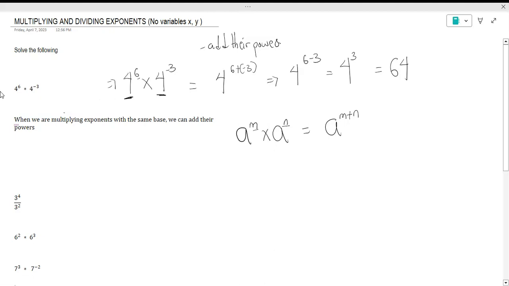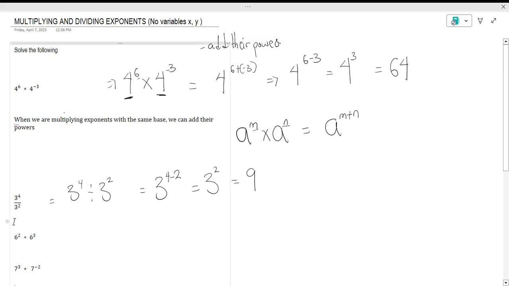Also, if you're dividing, let's try the next one. We have 3 raised to the power 4 divided by 3 raised to the power 2. Since we're dividing now, we subtract the powers. That's going to be 3 raised to the power 4 minus 2, and 4 minus 2 is 2. So that will be 3 raised to the power 2, and 3 squared is 9.